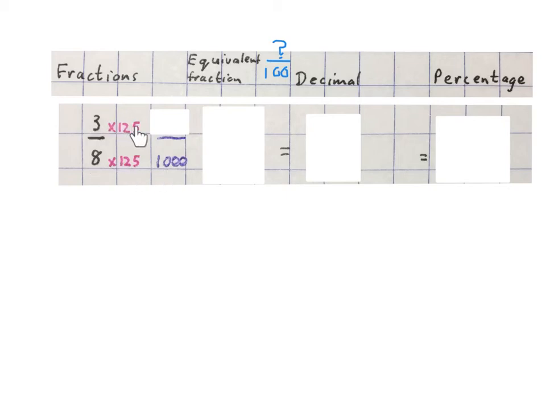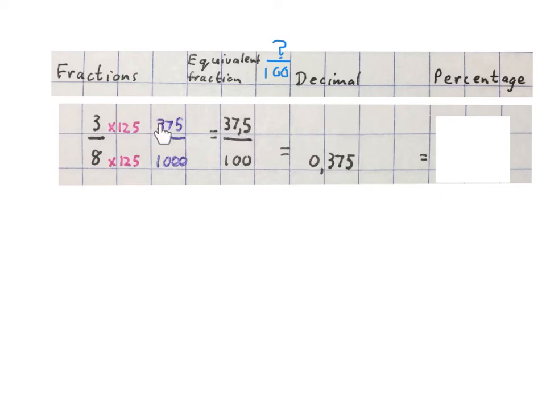You also times the top by 125. That is 375 over 1,000. You can divide the 1,000 by 10 to get to 100. If you divide the 375 by 10, you're going to get 37,5. If you don't understand this, just leave it. From 375 over 1,000, I know it's going to be 0,375. And that'll be 37,5%.